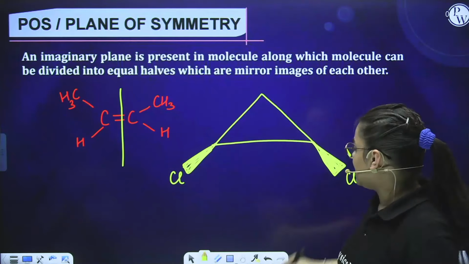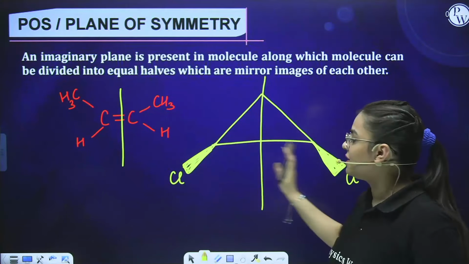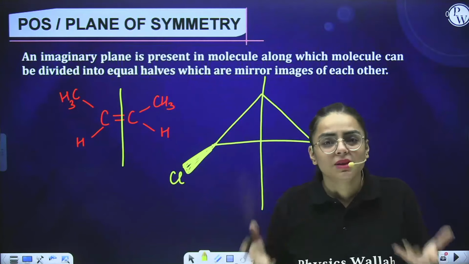So, can you pass a plane? Yes, we can pass a plane over here and it will divide the molecule into two equal halves, which are mirror images of each other.